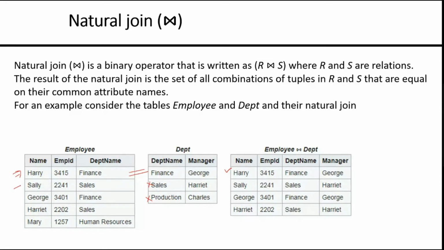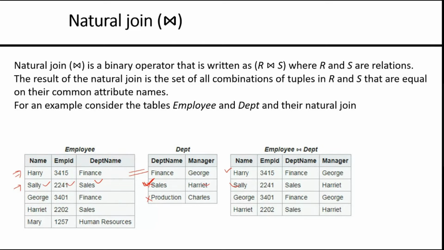Then we have to move to the second one and start the same process again. It's like a cross product only, but we are just checking one condition. So is sales equal to finance? No, they are unequal. Then sales equal to sales? Yes, in this case it is working. So we have to consider Sally 2241 sales and Harriet. So Sally 2241 sales and Harriet, this is what we are going to take.